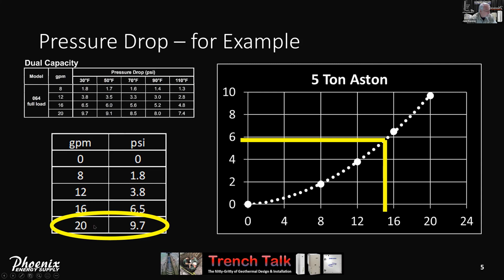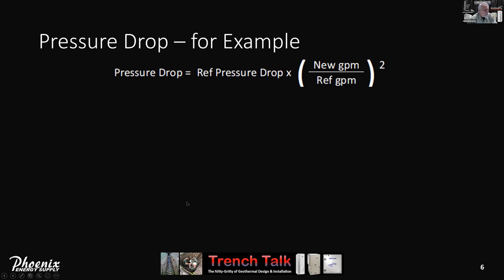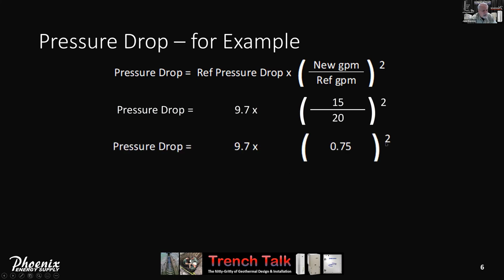And we're going to start with the highest flow rate and its corresponding pressure drop. And then we're going to use that formula and start dropping in the numbers. 9.7 PSI corresponds to 20 GPM. We take this ratio, we want to calculate it at 15. So that ratio of 0.75 squared becomes 0.5625. And that is what we multiply our reference pressure drop by. So our pressure drop indeed is between 5 and 6 PSI.